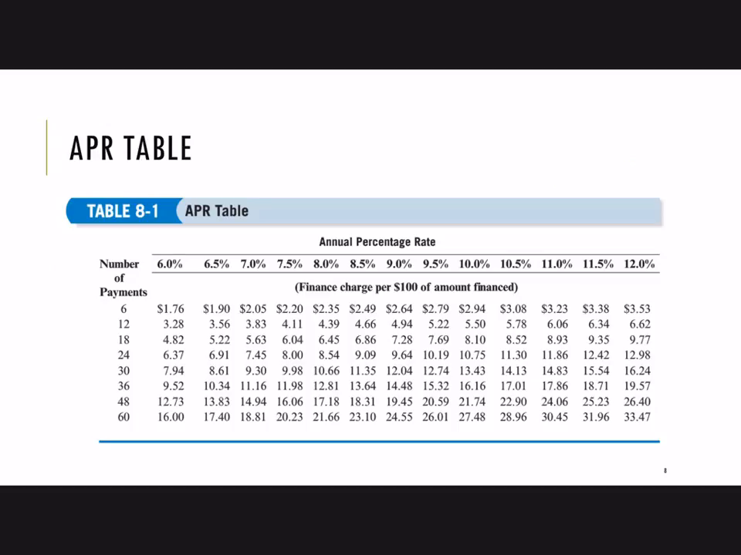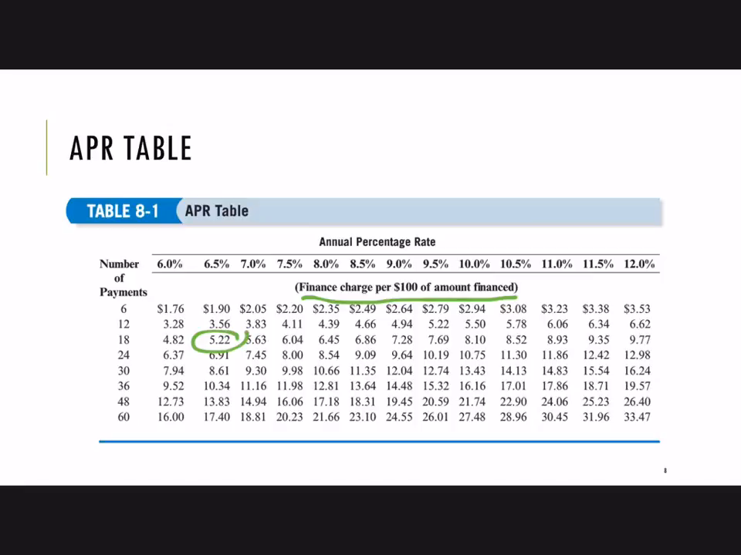Alright, so here's a table, and this is just a sample one. This would vary from institution to institution, but this would tell you, based on how much interest you're paying, it would give you an estimate of the actual annual percentage rate. So this table gives the finance charge per $100 of amount financed. Alright, so let's choose a random one here.